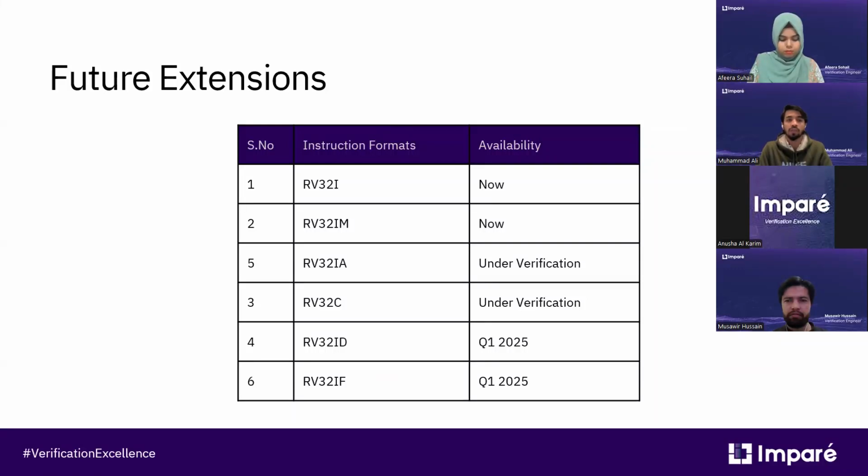Now let's talk about the extensions we are working on. For the time being, we have completely implemented and tested RV32I and RV32M extensions, whereas RV32IA and RV32C are developed and are under verification, whereas RV32ID and RV32IF will be available in the first quarter of 2025.